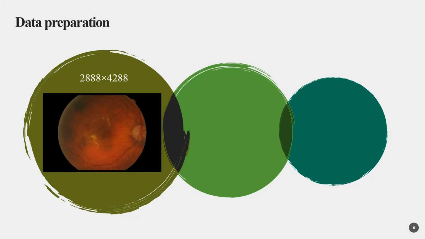Data preparation. Because the original images are large and have margins, that will slow down the training process and have no benefit. So we will remove the margins and change the scale to 448 by 448.